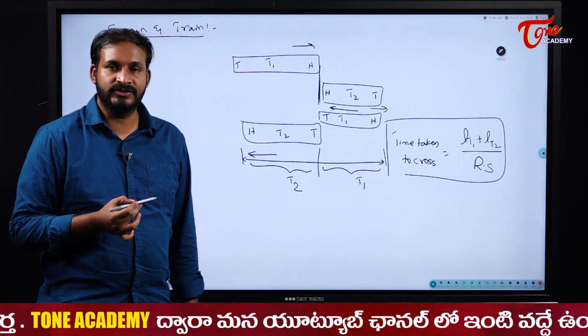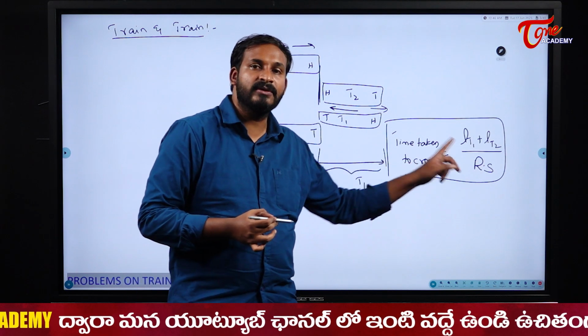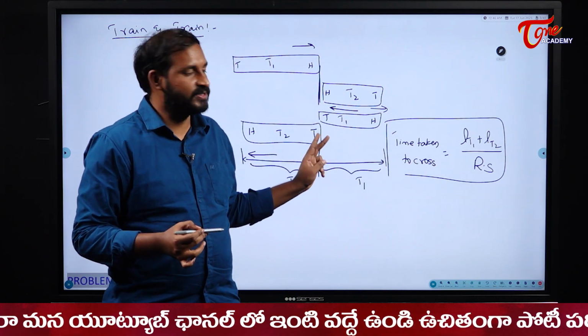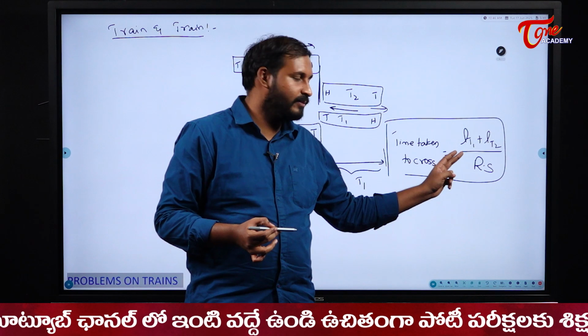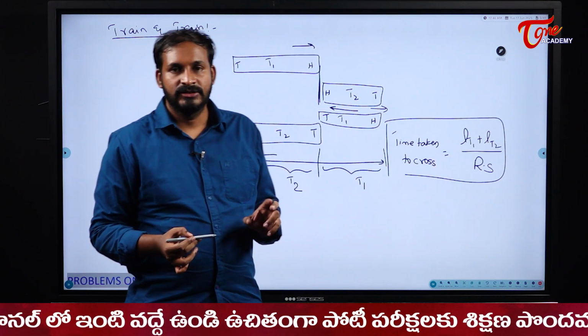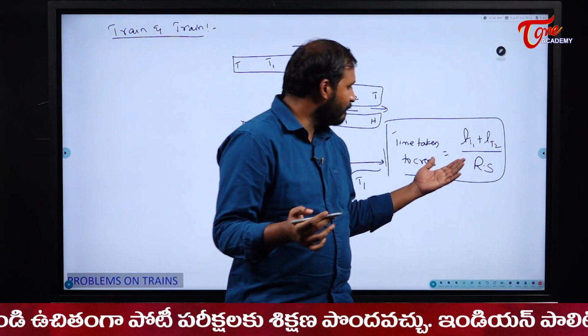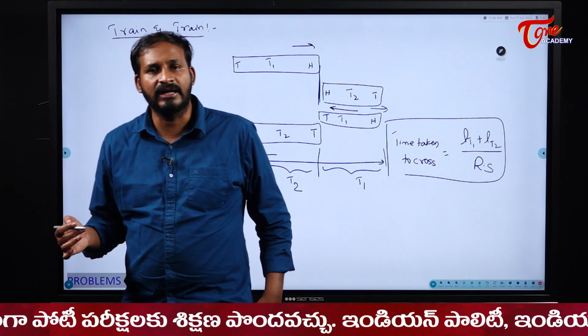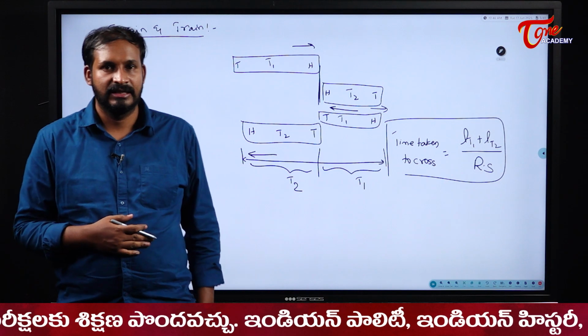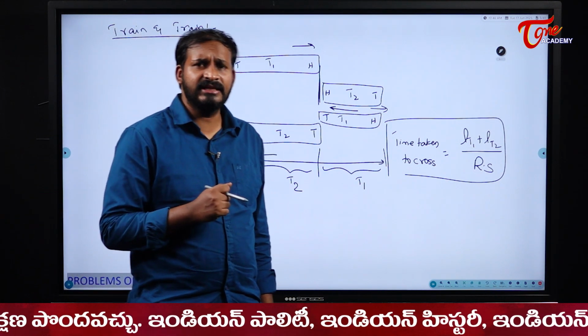Understood, students? Why am I writing relative speed? Because here there are two moving objects. Two trains are moving, so I am using relative speed. First we will find the relative speed based on the direction in which they are moving, and then we will apply it in the formula, and then we will get the answers. Understood? This is the third case.